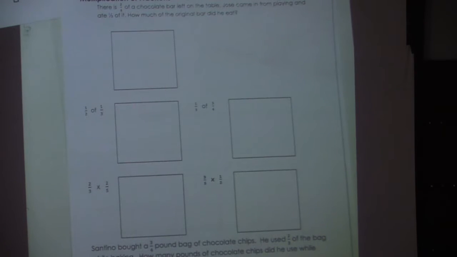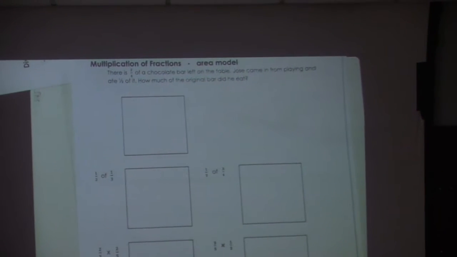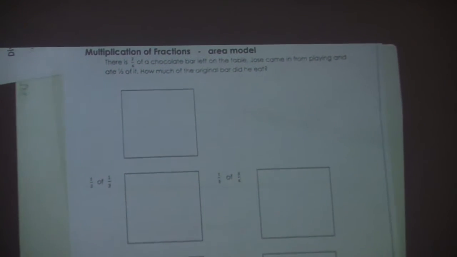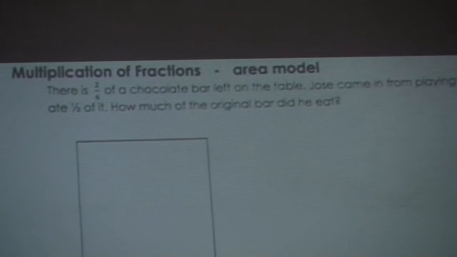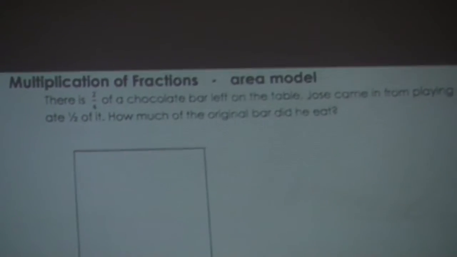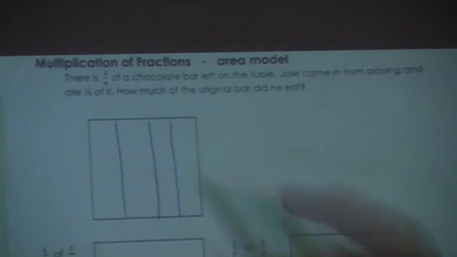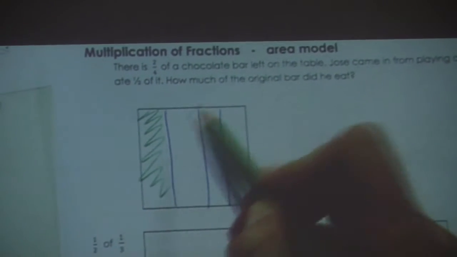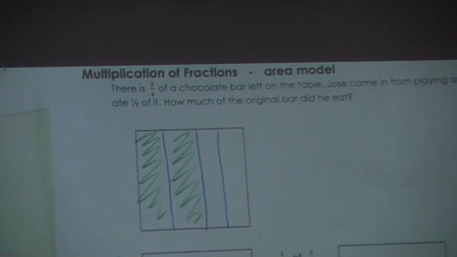So this story says, there is 2/4 of a chocolate bar left on the table. Jose came in from playing and ate 1/2 of it. How much of the original bar did he eat? We do ask, or I should say I do, maybe I'm speaking for 4 teachers and I should double check. I think most of us take the amount that we have and draw it horizontally. So I'm drawing it into 4ths. And here's where your colored pencils help. I have 2/4 of that chocolate bar.